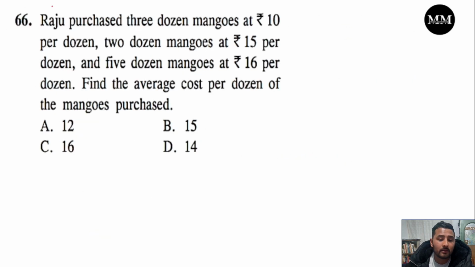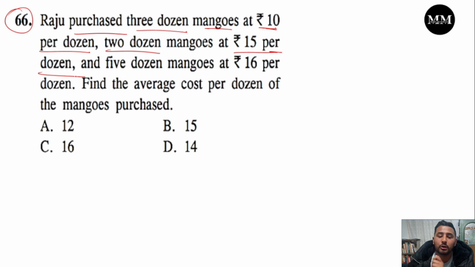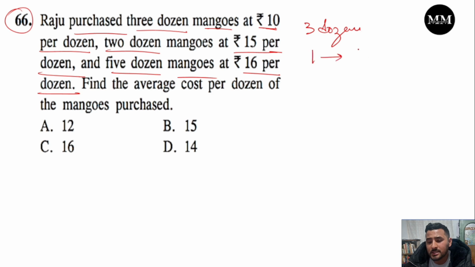Okay, so let's go to the next question. Next is 66. Raju purchased 3 dozen mangoes at rupees 10 per dozen. Remember, per dozen how much? Rupees 10. 2 dozen mangoes at rupees 15 per dozen. And then 5 dozen mangoes at rupees 16 per dozen. First he bought 3 dozen at rupees 10 per dozen, which cost him, for 1 dozen, rupees 10.